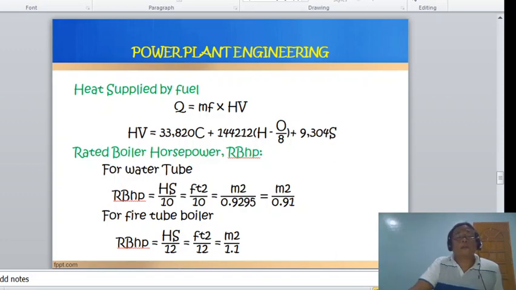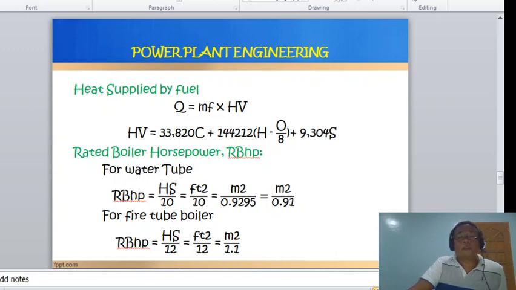So the rated boiler horsepower for a water tube boiler is equal to the heating surface divided by 10 square feet. Okay, so in order to obtain one rated boiler horsepower, it requires a heating surface of 10 square feet. For the total rated boiler horsepower, that is area in square feet divided by 10. Take note, 10 square feet is equivalent to 0.9295 square meter.